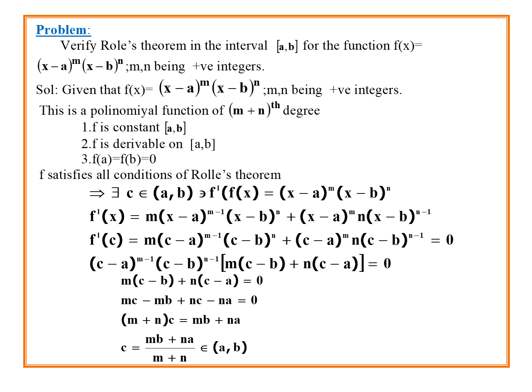the open interval (a, b), because c lies in the open interval (a, b), because here m, n are positive integers, so clearly it lies in the open interval (a, b). Then Rolle's theorem is verified.